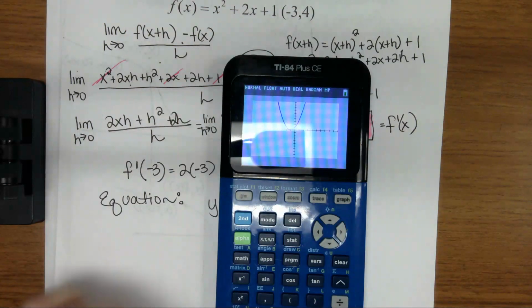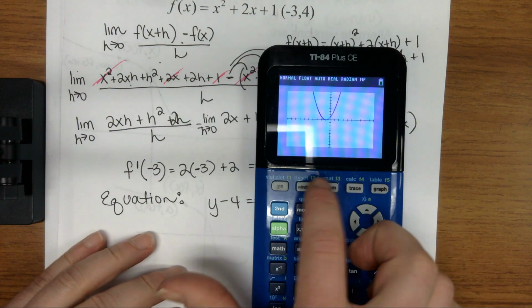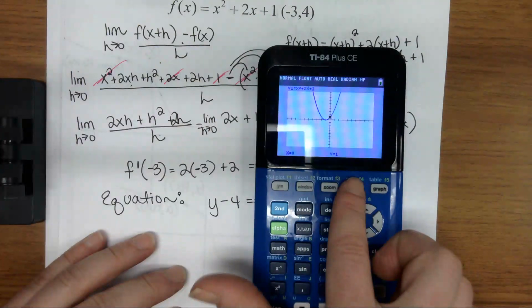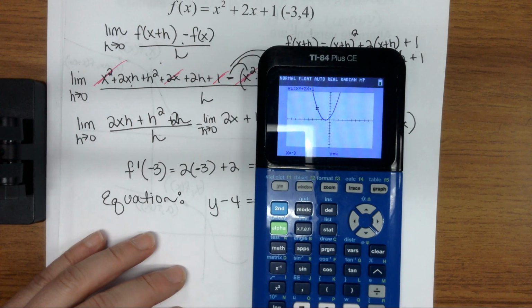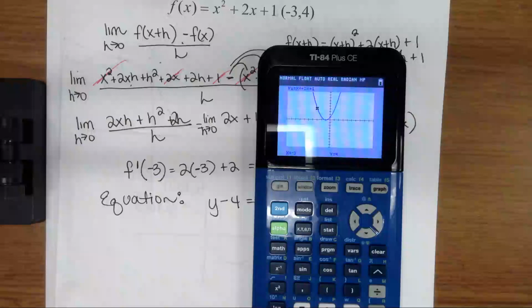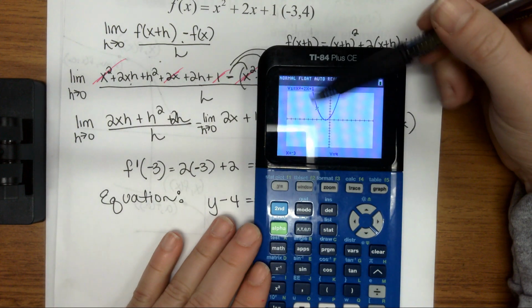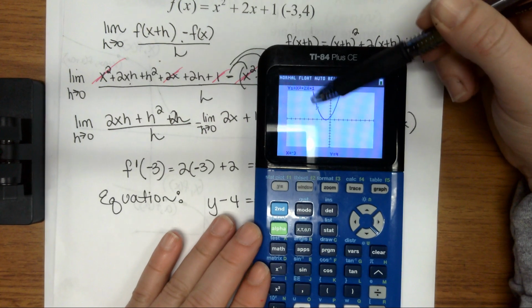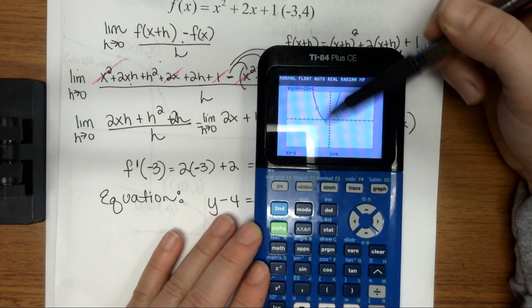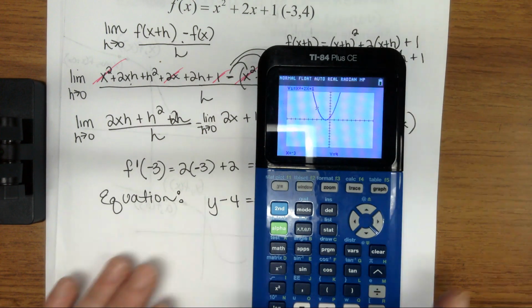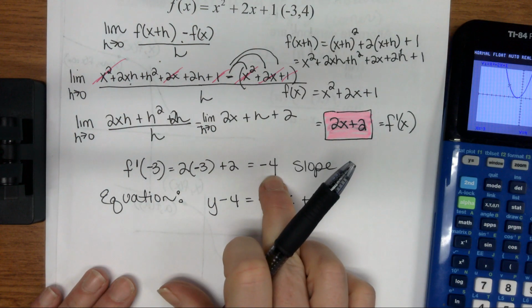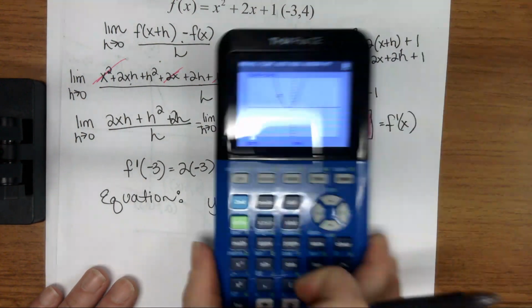Let's get to the point -3, 4. To do that, we're going to go trace and we're going to hit -3. Okay. So, do you see that if I were to draw a tangent line, I'm just doing it with my pen right now, it would have a negative slope. The slope would have an exact value of -4. Now, we're going to be able to graph the tangent line.